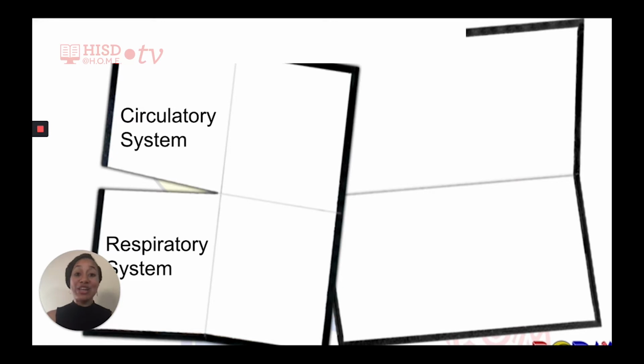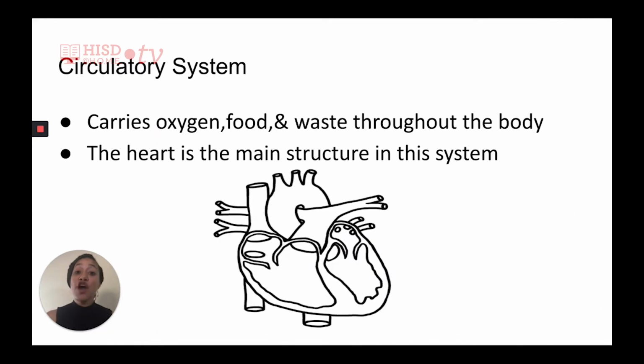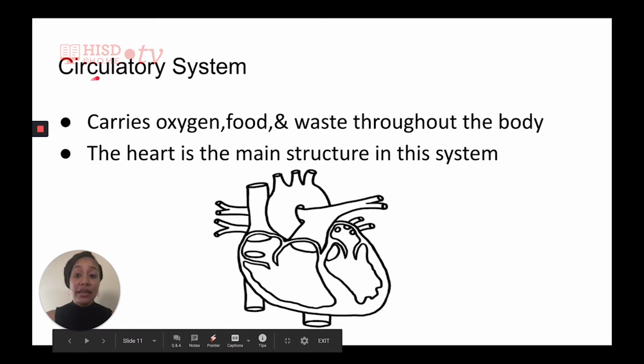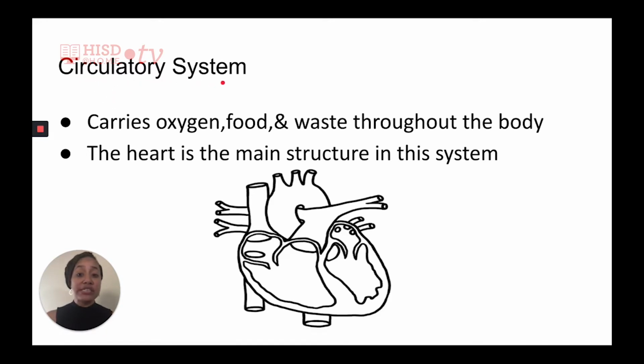And let's get started. So first, let's talk about the circulatory system. The circulatory system carries. So circulate, which means to carry. So the circulatory system carries oxygen, food, and waste throughout the body. The heart, which is pictured here, is the main structure in this system.